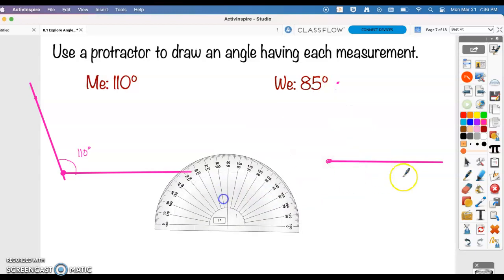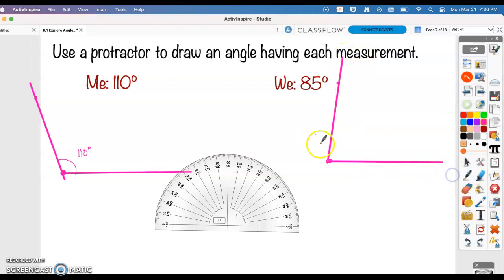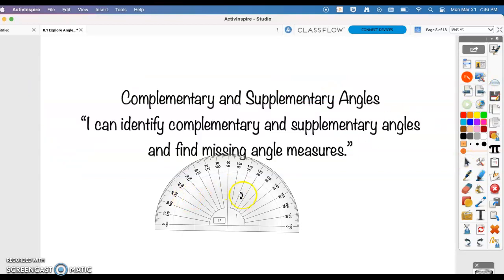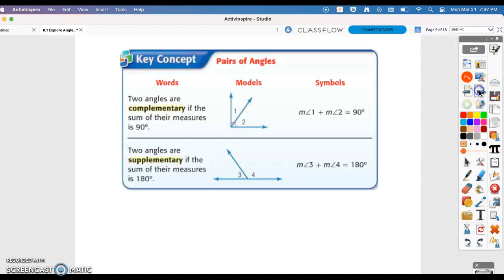And then use your protractor as a ruler to connect your dots. You can see it's not exactly straight up and down like a 90-degree angle would be, but that one is 85 degrees. So that's how you use a protractor. That's how you make angles. So now let's do some algebra with these. Okay, so complementary and supplementary angles. Again, you've probably heard these terms way back in grade school.